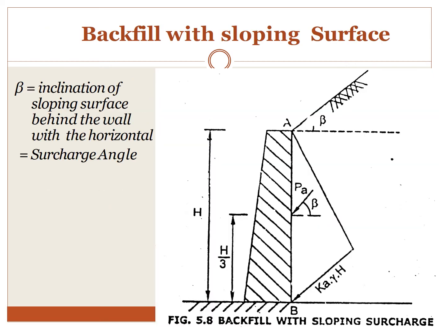Next condition, backfill with sloping surface, where beta is the inclination of the sloping surface behind the wall with the horizontal, which is also known as the surcharge angle. H is the height of the retaining wall. The pressure diagram should be like that, and this distance is calculated by this, Ka gamma H.